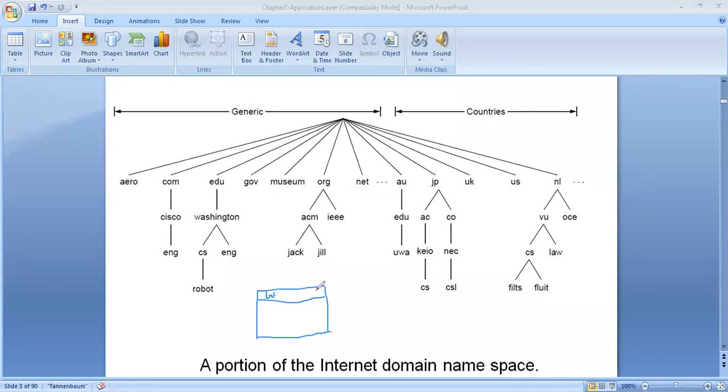So for this, it will search in the root first. So this will be the root. It will search in the root, where the information will be present. It consists of a local DNS first, and from this, the request will be passed to the root first.